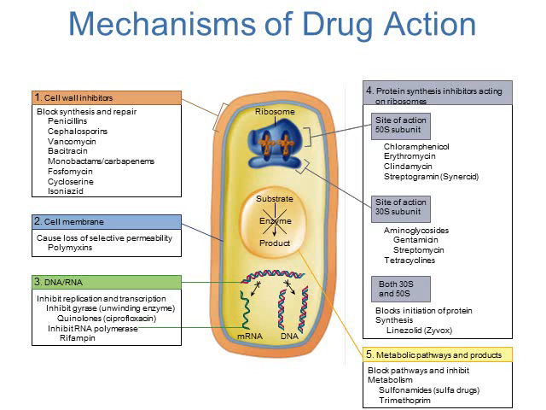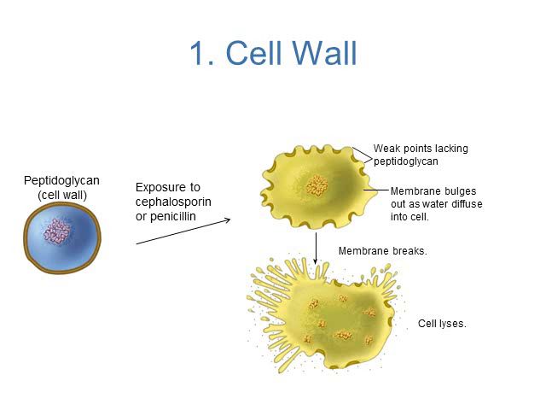And then the fifth way drugs can work is they can work on metabolic pathways or products of these pathways. So they can block pathways that are essential for cell growth or reproduction, or inhibit these pathways, slow them down. So here we're just going to quickly go through examples.